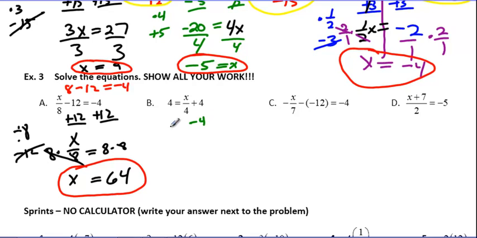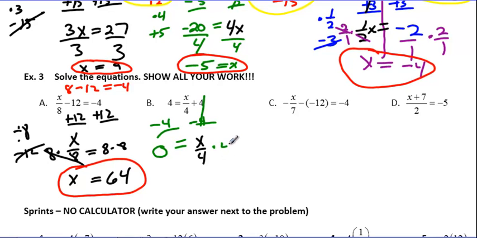We're going to subtract 4 from both sides. Positive 4 and negative 4 is 0. So I have x over 4. On this side, positive and negative 4 is also 0, but I need to write it this time. You can never leave half of an equation blank.